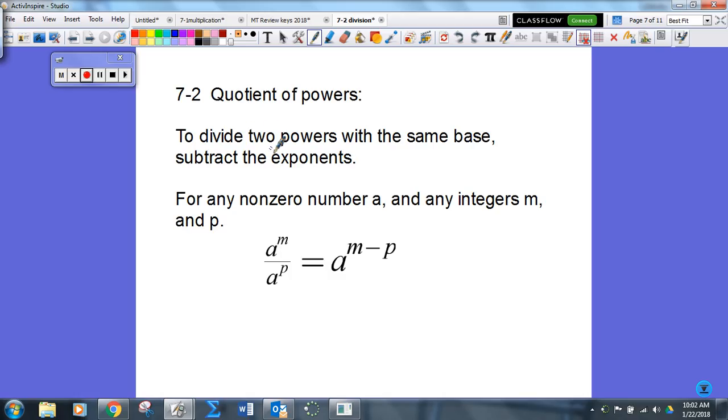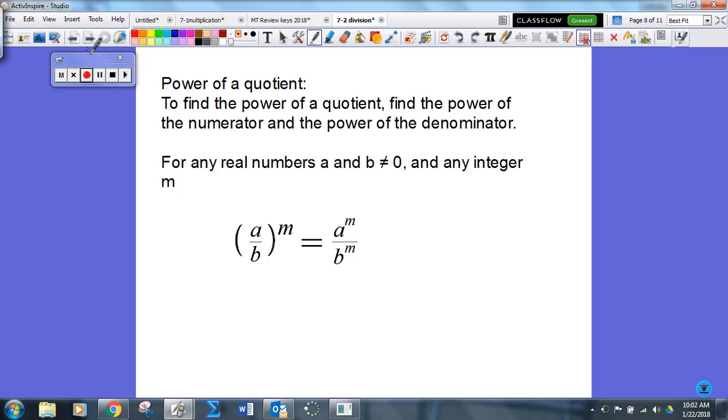Quotient. To divide two powers with the same base, I subtract the exponents. For any non-zero number a and any integers m and p, a to the m over a to the p is a to the m minus p. Power of a quotient is just like power of a product. To find the power of a quotient, I find the power of the numerator and the power of the denominator. So I give this exponent on the outside of the parentheses, multiplying it by every exponent on the inside. It says b cannot be 0 because I cannot divide by 0.